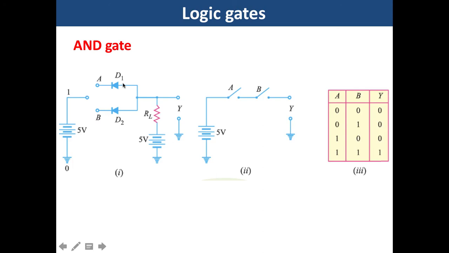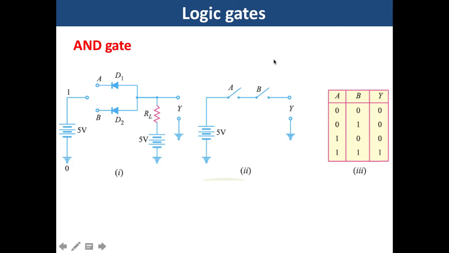If both are connected to positive, both diodes will not conduct a current, because if it is connected here, then it will be reverse biased and not conduct a current. If both diodes do not conduct a current, the current only comes from here, so you can get a positive 5 volt. In terms of binary, 1 multiply 1 is equal to 1.